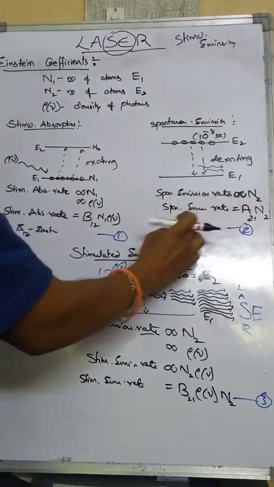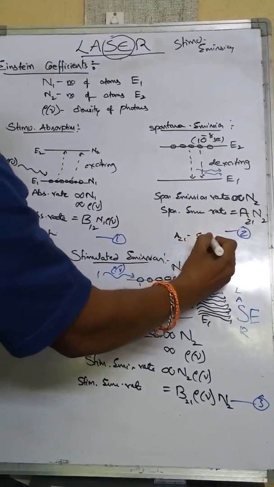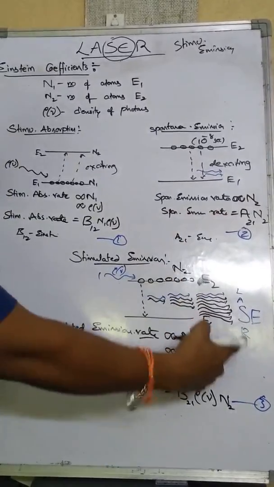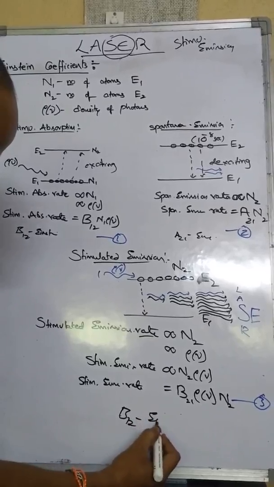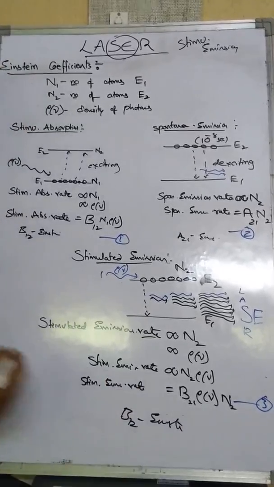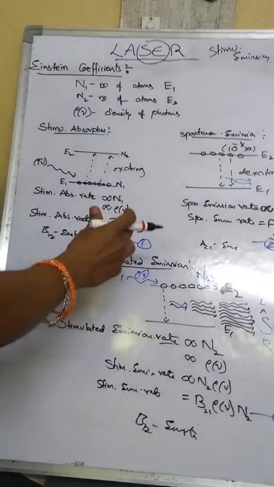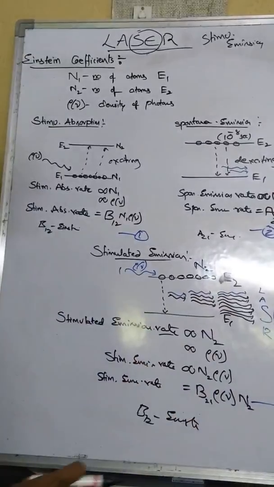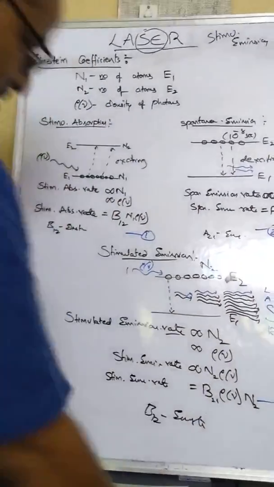And this is the spontaneous emission rate, where A21 is Einstein's spontaneous emission rate, and this is equation 3, where B21 is Einstein's stimulated emission rate. So these are the 3 parameters, that is equation 1, equation 2, and equation 3. With these 3 equations, we'll just get into it.